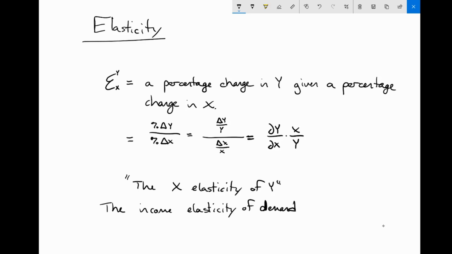So if we say a 1% change, to what extent does demand for a good change given a 1% change in income? So a 1% change in income, how much does demand for a good change given that increase in income? So a 1% change in income, how much in percentage terms does that change demand for that good? That's what we want to look at. We'll look at the income elasticity of demand.